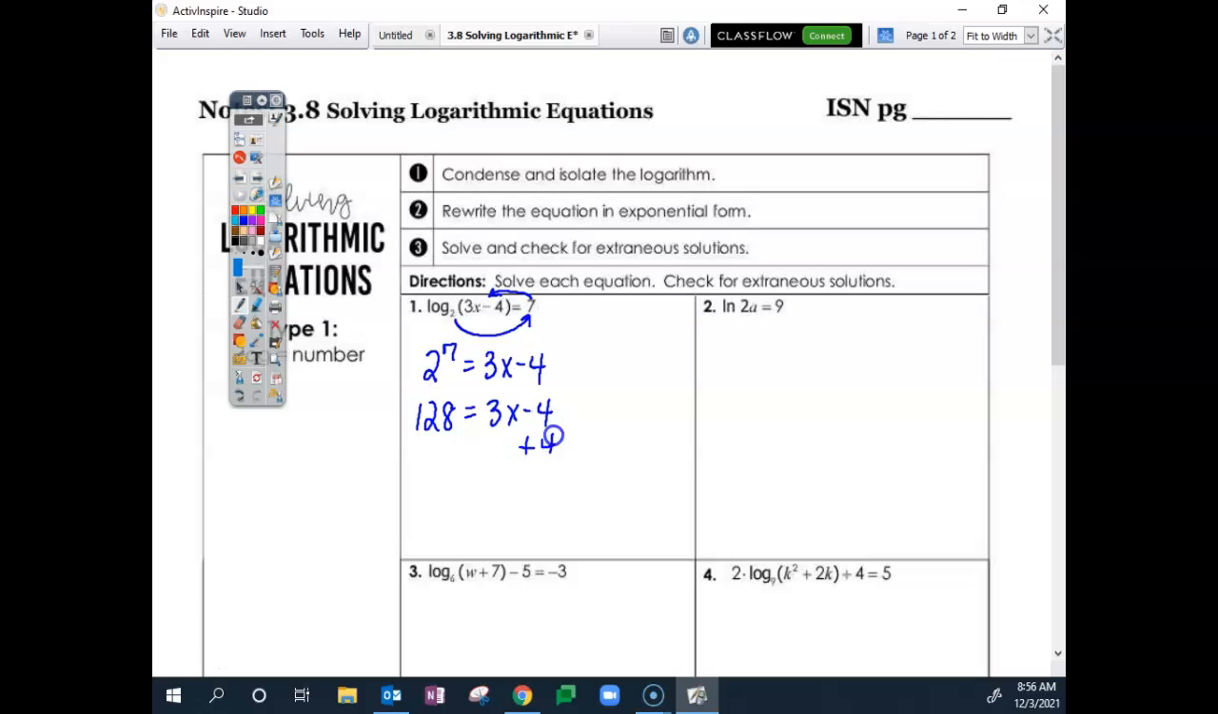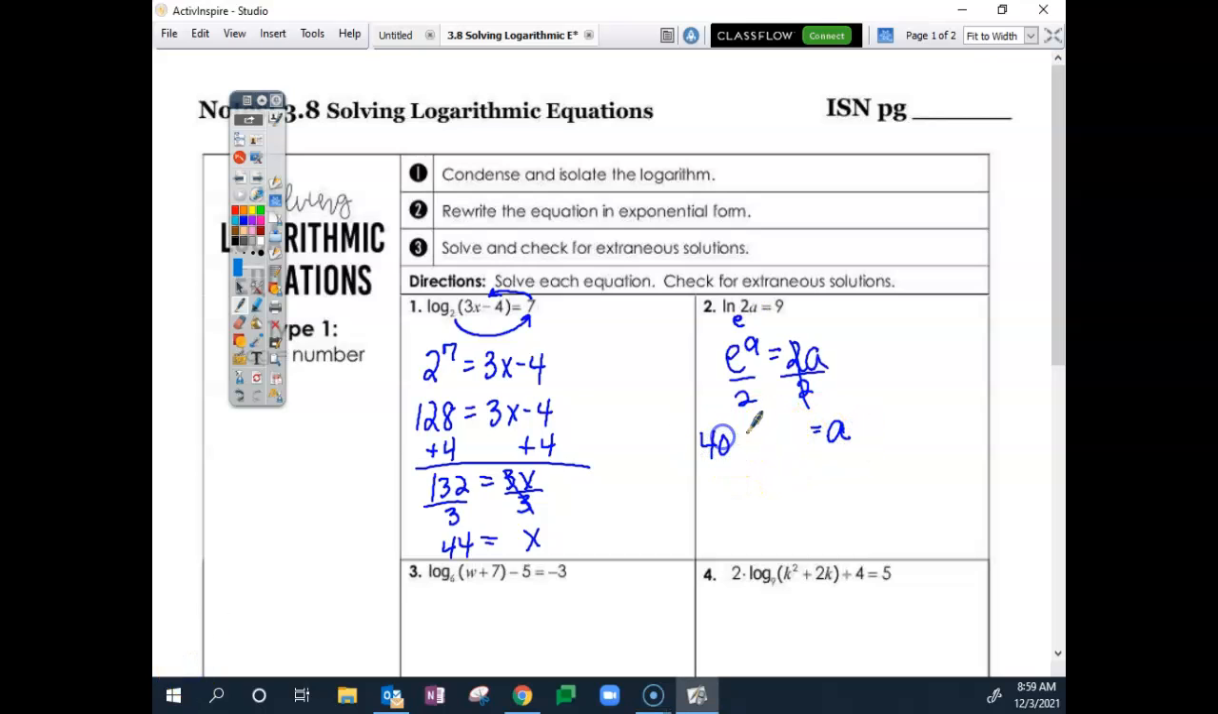I'm going to add the 4. So I get x is 44. So the next one is going to work exactly the same. What's the only difference between number 1 and number 2? What's my base? E. So go ahead and change it to exponential and solve.